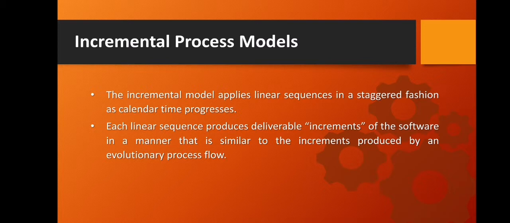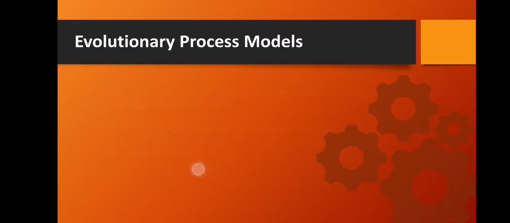And lastly, the incremental process model is useful when staffing is too short for a full scale development. So development is done by phase. The next is the evolutionary process model. Now, the evolutionary process model is iterative. So they are characterized in a manner that enables you to develop increasingly more complete versions of the software.